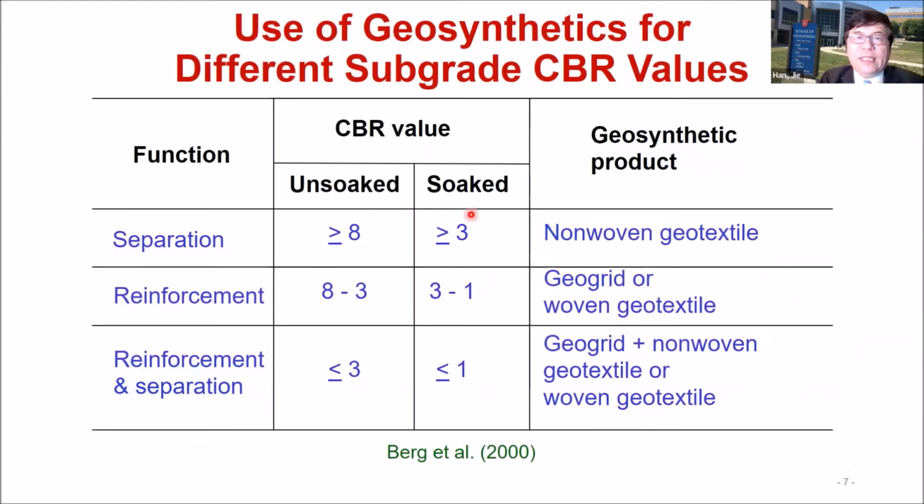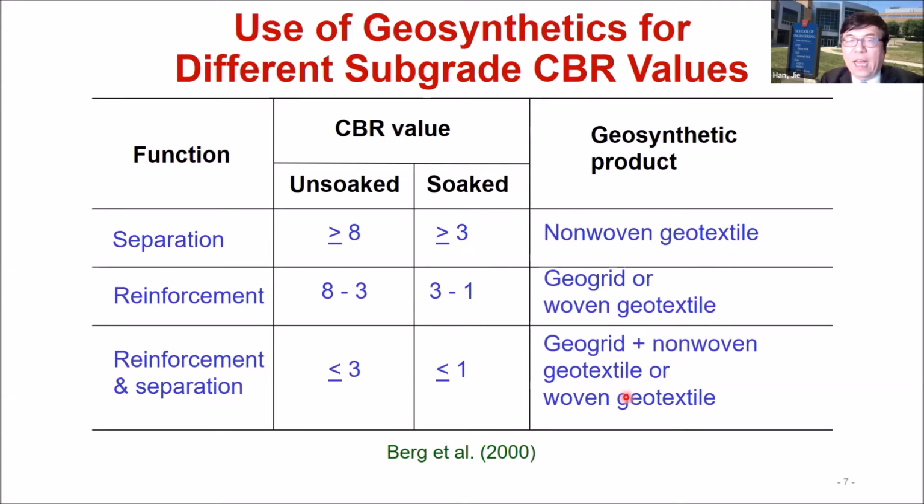The US Geosynthetic Materials Association developed a white paper. In the white paper, they provide a guideline for use of different kinds of geosynthetics with different subgrade CBR values. Now, for most cases, we focus on the soaked CBR because the roadway, outdoors, is often subject to rainfall and will get wet, get soaked. If the soaked subgrade CBR is greater than 3, for that case, we can use non-woven geotextile as a separator. Now, if CBR is from 1 to 3, then you may need to use geogrid or woven geotextile for reinforcement. Now, if the subgrade CBR is less than 1, then you need to use geogrid with non-woven geotextile or woven geotextile.